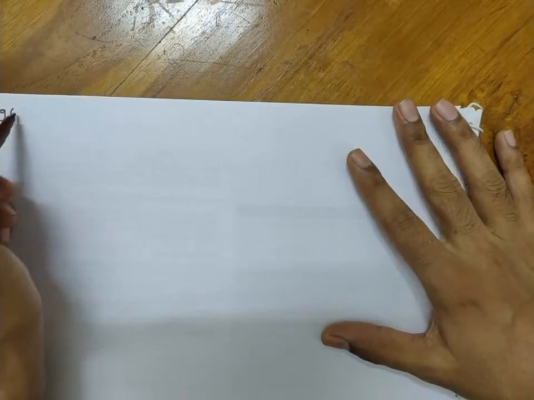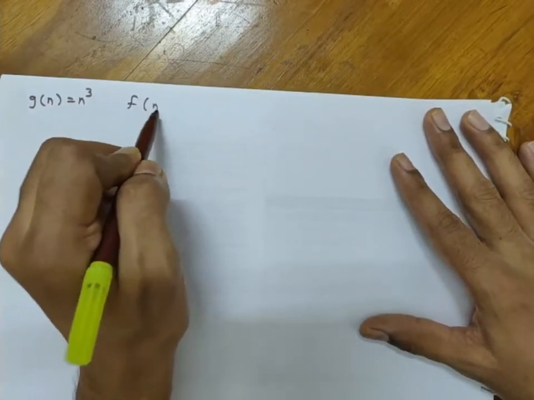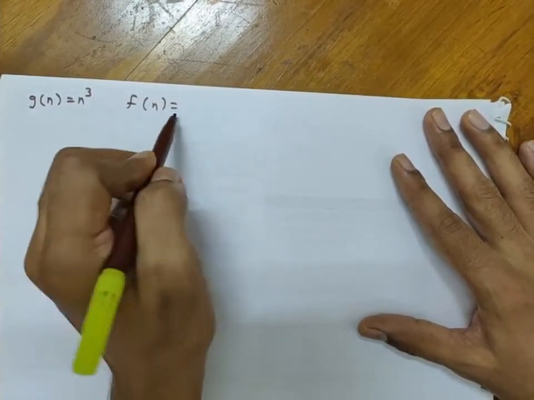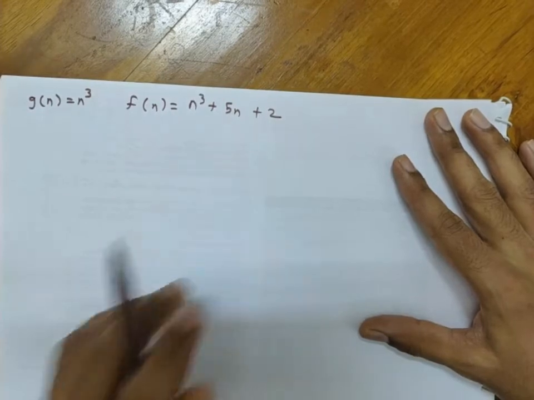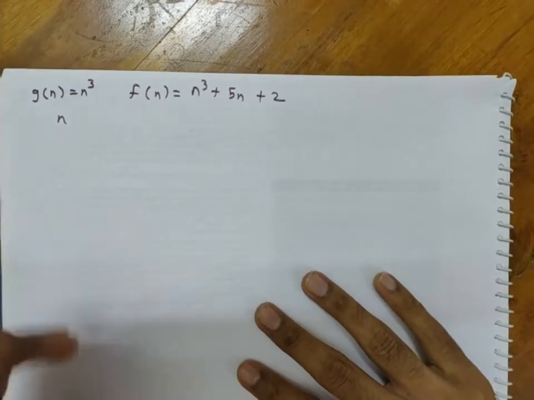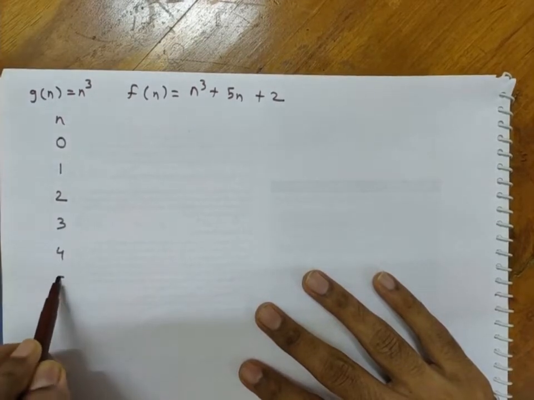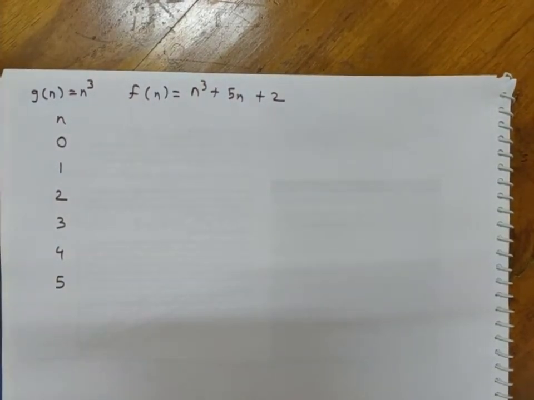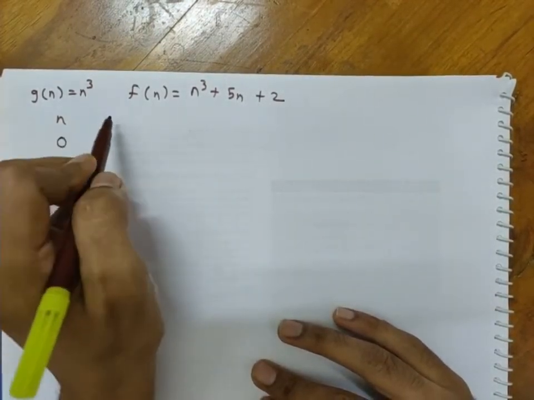Okay, so let's take one simple example. In this case my g(n) is going to be n cube and my f(n) is, let's say, n cube plus 5n plus 2. Okay, first let's just try to build a table. So various values of n, what is the value of f(n)? So n is 0, 1, 2, 3, 4, 5, and let me put what is the value of, in this case, f(n).